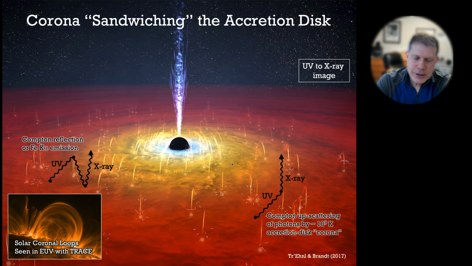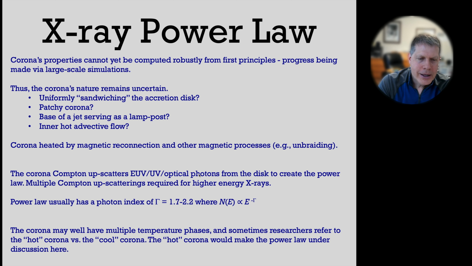And so the next approximation people often make is to separate the corona into a so-called hot corona and then a cool corona, where the hot corona would be the billion Kelvin one that makes the power law that we've been talking about now. And we will talk more about the cool corona and what it might do in a couple of slides. Now, of course, this is the next order approximation where you allow there to be two phases, although I think probably that's even too simple to be realistic.